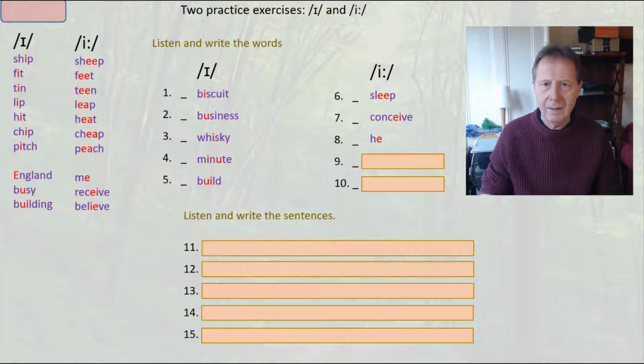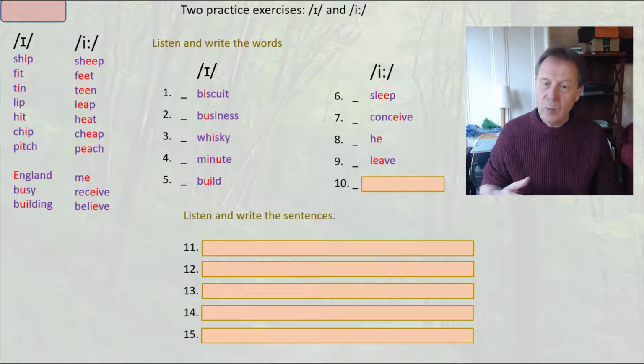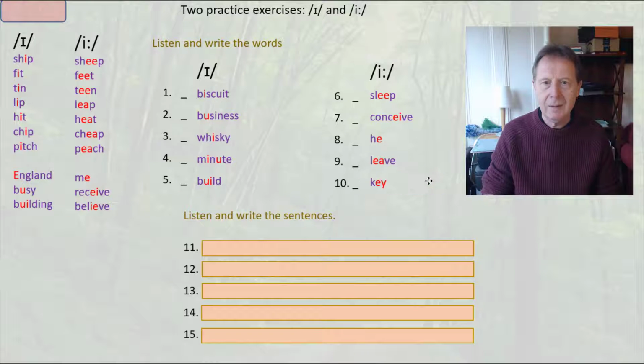Number 8, he. One E is an irregular spelling. Number 9, leave, EA, which is a common spelling for this phoneme. Number 10, key with EY, irregular spelling. So let's look at the sentences.